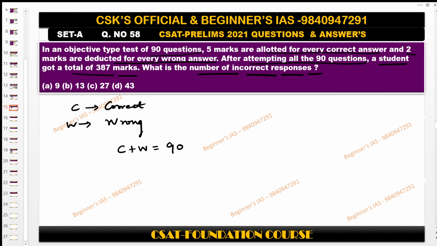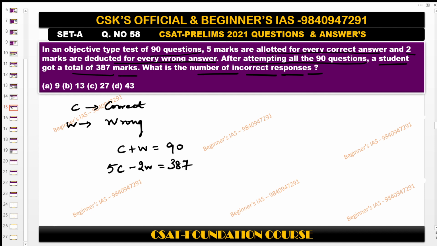So what is the second statement? Each correct question carries 5 marks. Incorrect means 2 marks are reduced. So 5C minus 2W is equal to 387. After attempting all the 90 questions, the student gets 387, which means one question carries 5 marks, and for one negative question you have to subtract 2. So this is more than enough. You don't need to apply any extra logic.